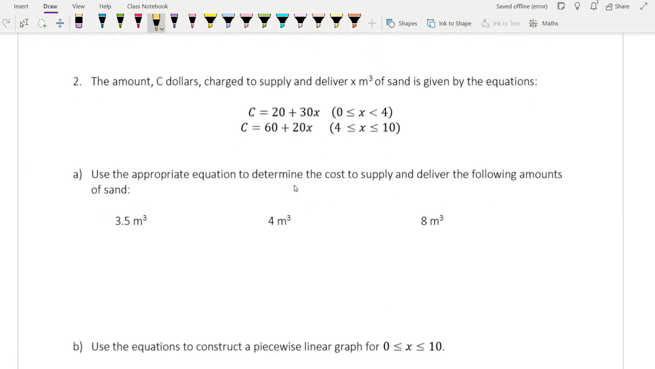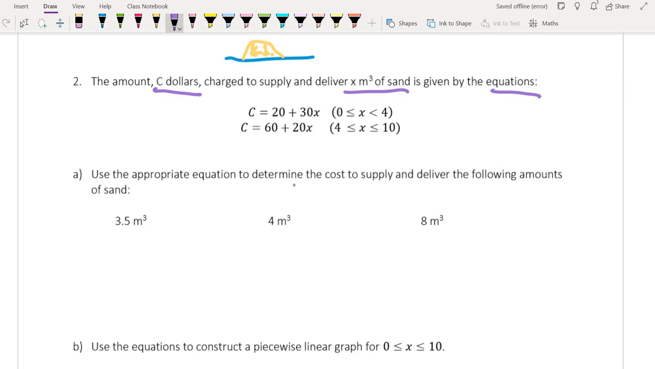Alright, now let's give this a little bit of context. So imagine we're buying some amount of sand. So we're probably building something, so we're buying some sand. Imagine this is sand. It's measured in cubic meters. That's a pretty standard measurement of 3D volume. And the cost, how much it costs in dollars, is given to us by these equations.